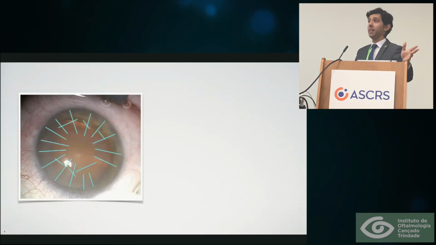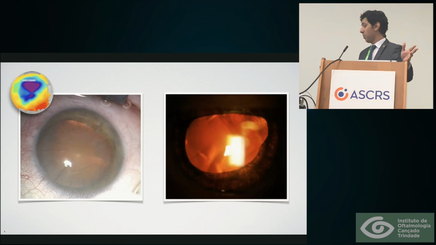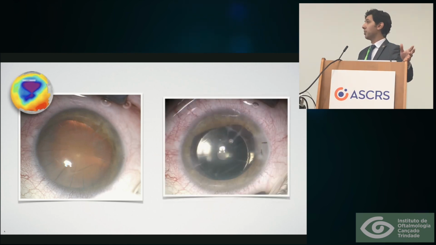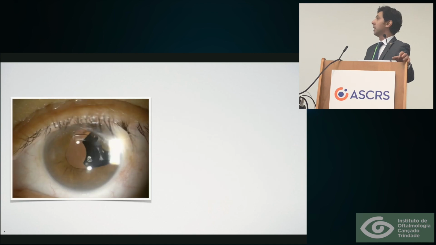This is another interesting case, a post-RK case, which had a terrible iris atrophy after the use of oral moxifloxacin. This is a complication of a drug which was already published. It's a rare complication, and this patient was left with a severe bilateral mydriasis and with this terrible cornea. So again, a terrible combination of an aberrated cornea and a large pupil.